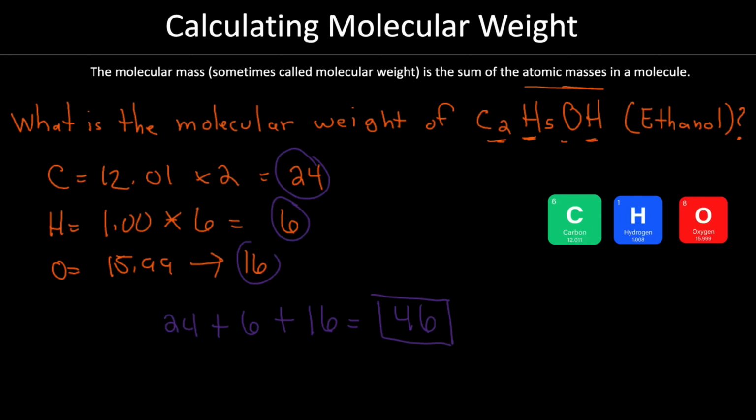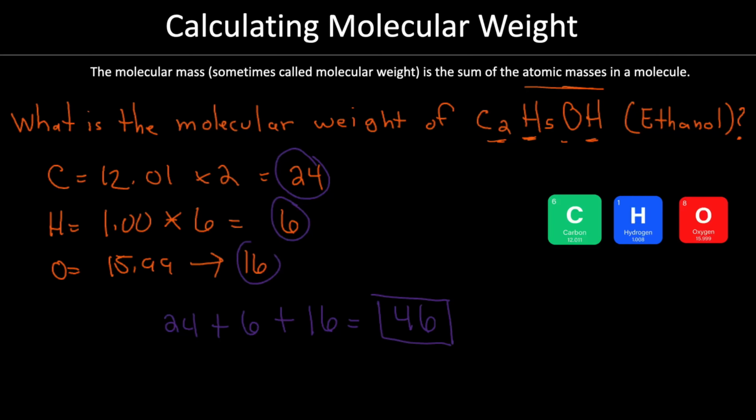And then we calculate it by how many elements are present in that particular formula, and we just add it up. Okay, so the question says, what is the molecular weight of ethanol? So we're going to take our carbon, and we're going to write out the atomic mass or the molecular weight of carbon. And as you see, it is 12.01.